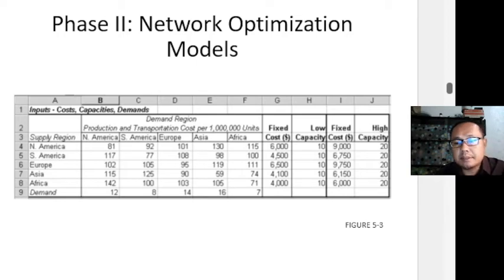Cost data in thousands of dollars and demand data for Sun Oil, in a few regions: North America, South America, Europe, Asia, Africa. So for Sun Oil, the vice president of supply chain decides to view worldwide demand in terms of 5 regions, and the data collected are shown in this table. Annual demand for each of the 5 regions is shown in cells B9 to F9.